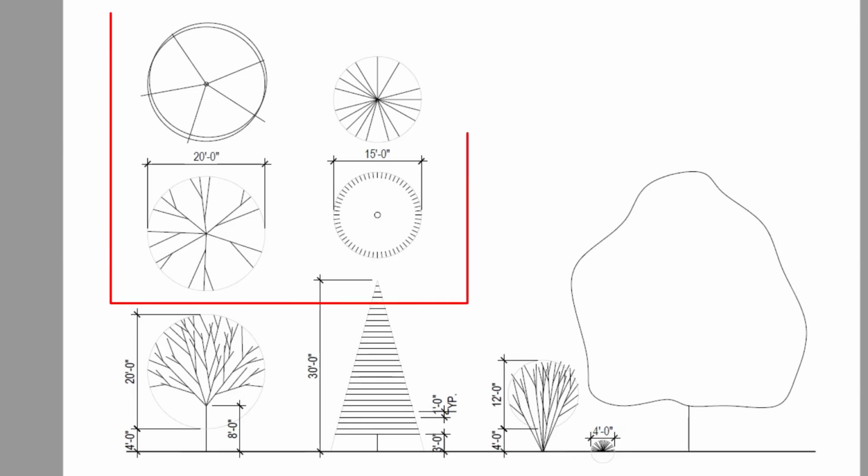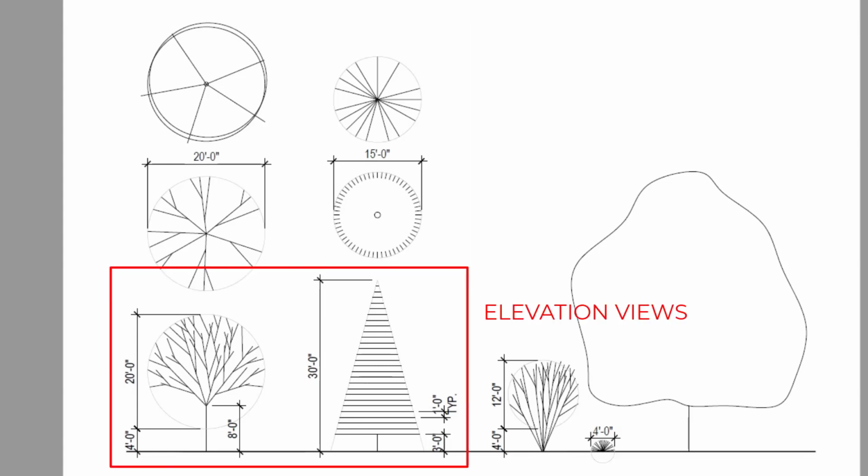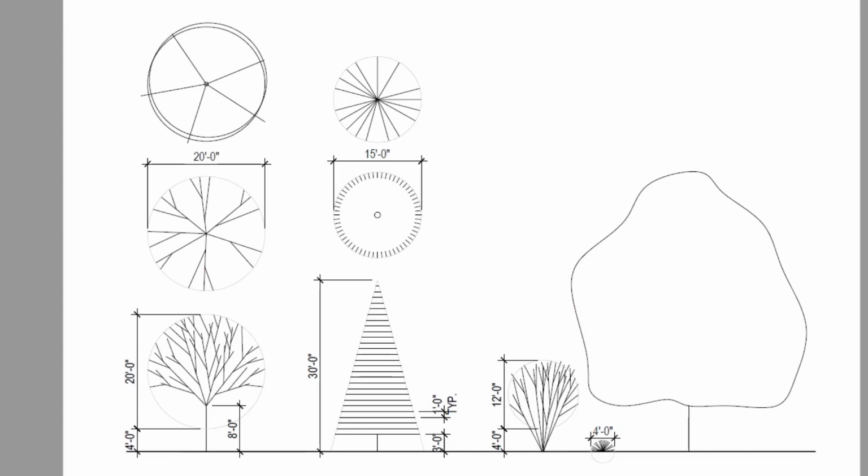I'm introducing plan and elevation here so that you can understand it. And also I'm trying to show you different ways that we draw trees in our architectural plans and elevations. And we refer to these as entourage. The reason we put entourage on our drawings is to give it a sense of scale.